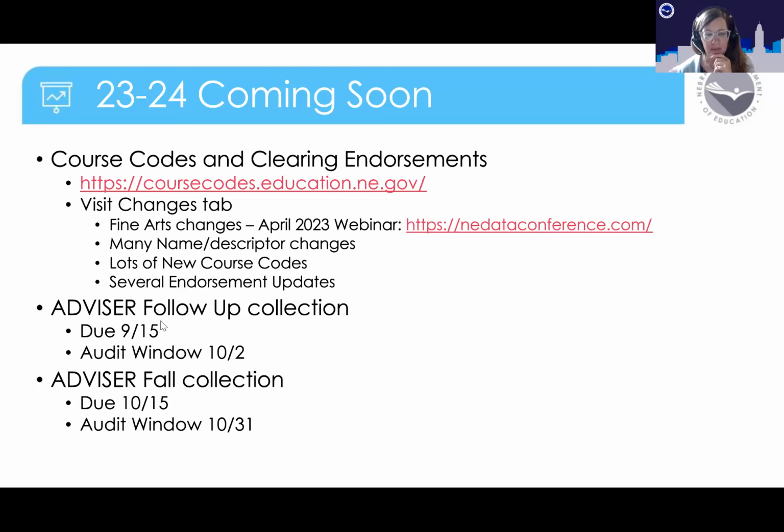We will have our follow-up collection that's due September 15th with an audit window through 10/12. That's your collection where you're able to make changes to your end data. Not that we don't want you reporting everything correctly now. It's just an opportunity to make updates if you need. And then the advisor fall collection, which is due October 15th with an audit window through 10/31.